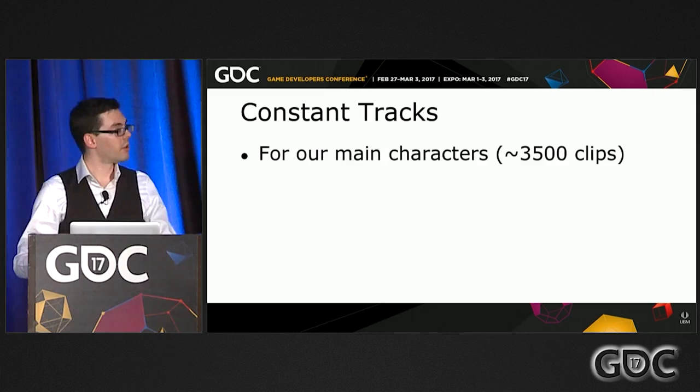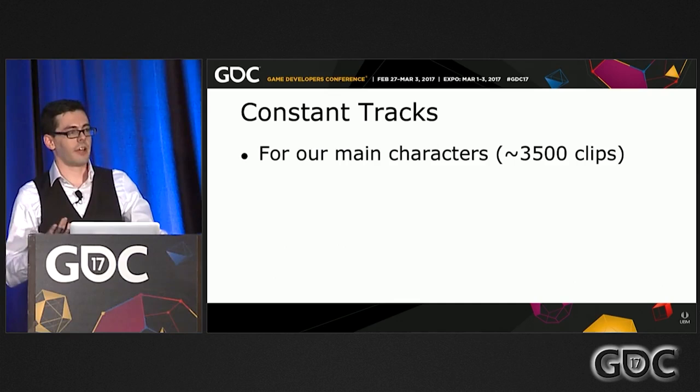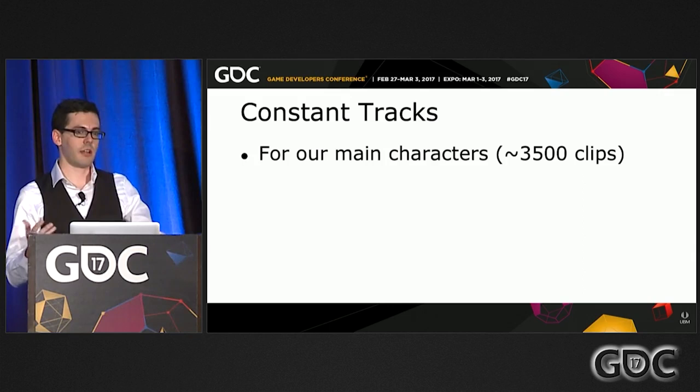We also have a lot of constant tracks. A character might have 200 bones with 3 tracks per bone, that's 600 tracks, but obviously not everything is animated in every clip. So I wanted to know the proportions that we had to try and figure out the best way to take advantage of that.